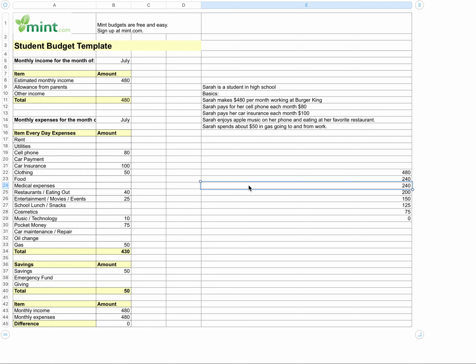Okay, so now you'll go into the student budget on your own, and you will be given an example just like Sarah's, and I want you to complete a budget for that individual in that template, and then you will submit your assignment.